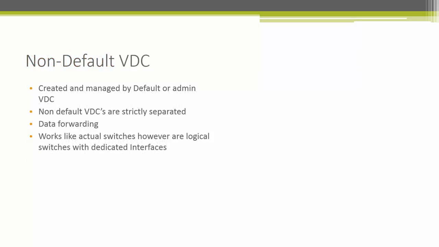What is a non-default VDC? Well, non-default VDC is something that is not default, and practically that means these are VDCs which are completely isolated and are independent switches. They do not have authority to create any other switch. They are only going to manage themselves. They are strictly separated, with completely separate data forwarding and control plane. Some portion may be shared, but mostly it's like an actual physical switch. At the end of the day, it's a logical switch with dedicated interfaces.